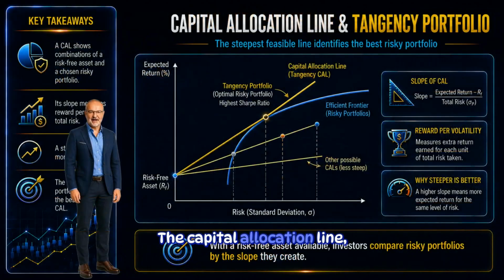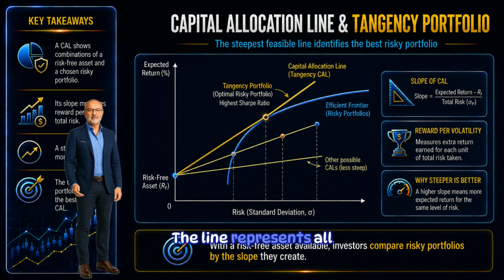The capital allocation line, or CAL, shows combinations of the risk-free asset and a specific risky portfolio. For any chosen risky portfolio, we can draw a line from the risk-free asset through that portfolio. The line represents all possible complete portfolios created by changing the allocation between the risk-free asset and the risky portfolio. The slope of this line is the reward to volatility ratio, also known as the Sharpe ratio, when the risk-free rate is used as the benchmark. The interpretation is simple and powerful. The slope tells us how much expected excess return the investor receives per unit of total risk.